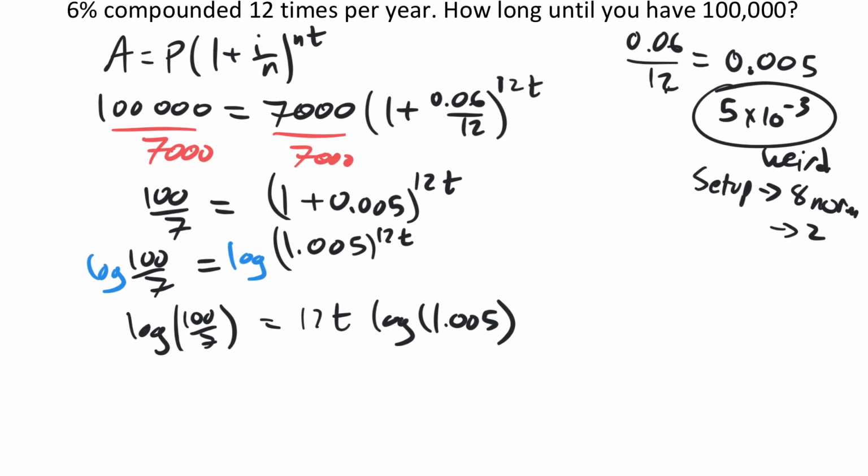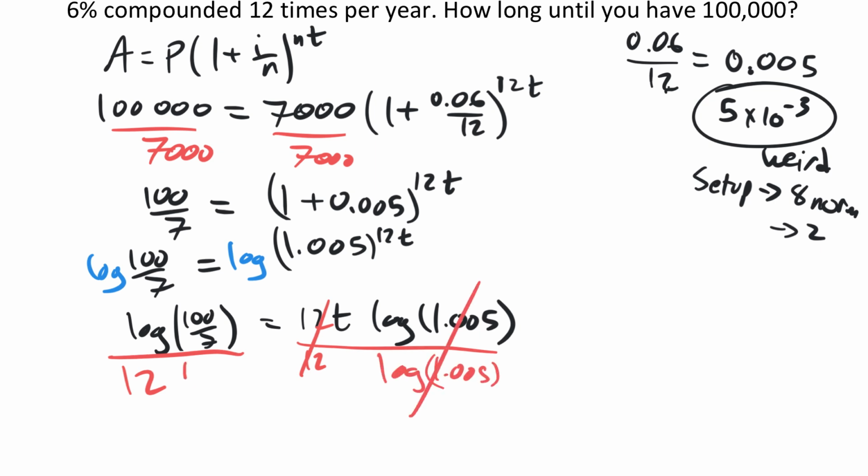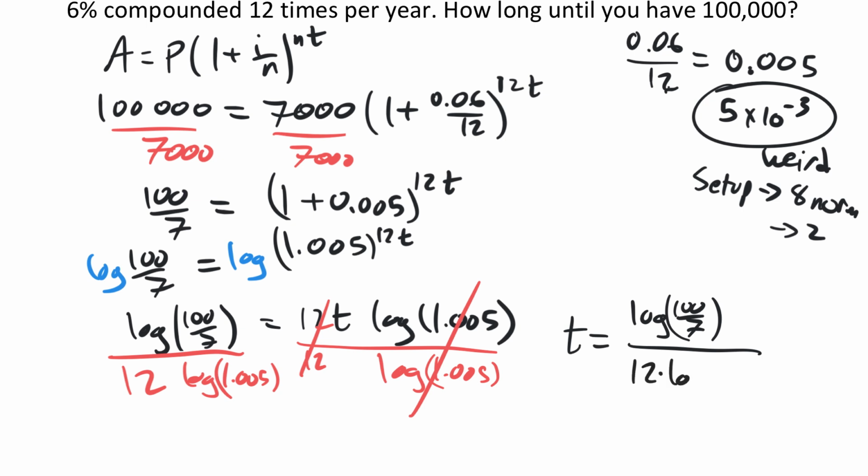Okay. Let's go ahead and divide by the 12t, or the 12 I should say, and divide by the log 1.005. Finally, that's going to give me t equals log 100 over 7 divided by 12 times log 1.005. So you should get 44.432 years.